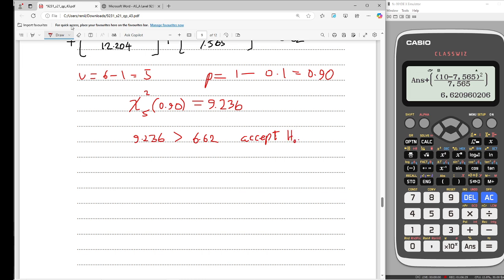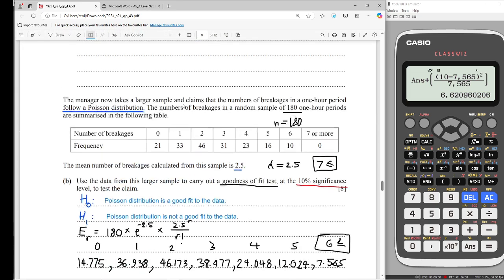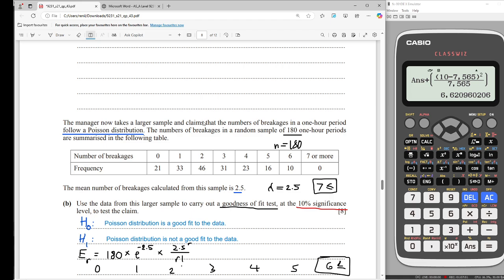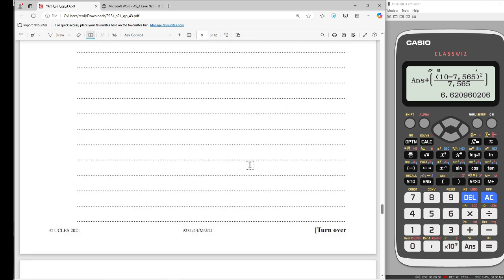That means that there is insufficient evidence to suggest that, let's just say, it supports the manager's claim. I think it's the manager's claim, right? Yeah, the manager makes a claim about the numbers. So it's insufficient evidence to support the manager's claim. Moving on.